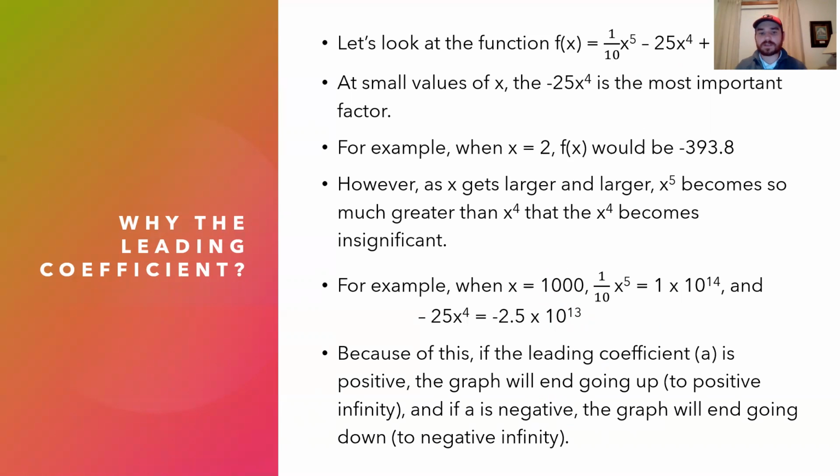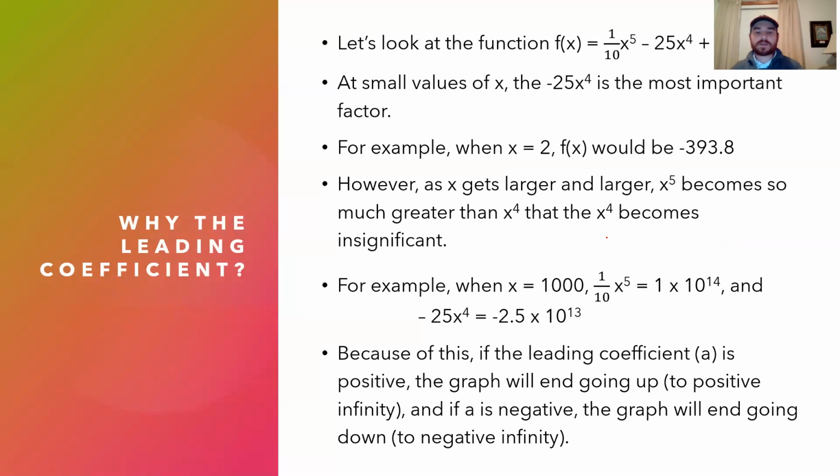Because of this, if the leading coefficient is positive, the graph will end going up. And if a is negative, the graph will end going down. So basically, if you're trying to figure out what the end behavior of a graph is, all you have to do is find whatever x value has the highest exponent, and then look at the leading coefficient. Look at the A. If A is positive, end behavior is positive. If A is negative, then the end behavior is negative.